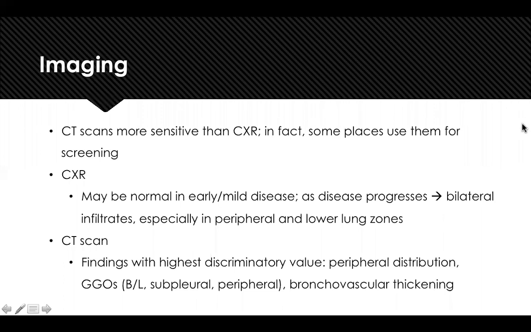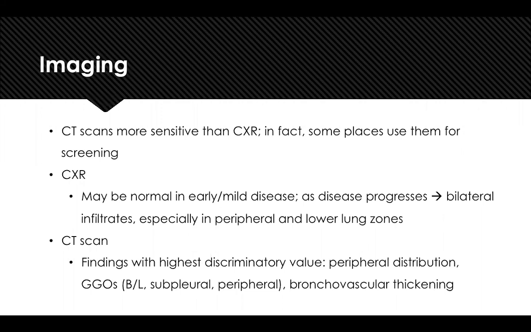Chest X-rays are generally normal in early disease and mild disease. And then as it progresses, you'll see bilateral infiltrations, especially in the periphery and the lower lung zones. It's very characteristic. With CT scans, there are a lot of findings that you can see.